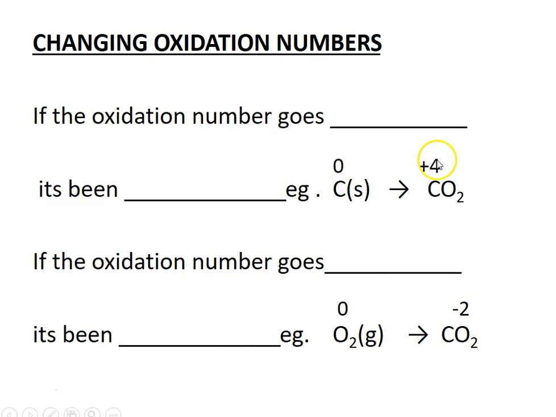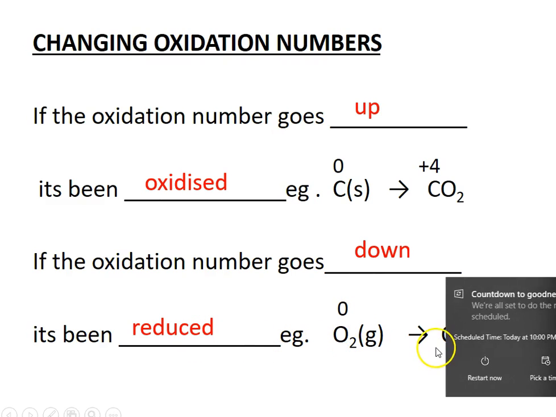So if it becomes positive, it means it's lost negatives. If it loses negative stuff, oxidation is the loss, reduction is the gain. So it's lost electrons, so it's oxidation. Okay, oxidation number's gone up, it's become more positive, it's oxidized. This one probably makes a lot more sense with words. If oxidation number comes down, it's gained negative electrons, it's been reduced. Okay, so oxygen, pure oxygen, has gone from 0 to minus 2.